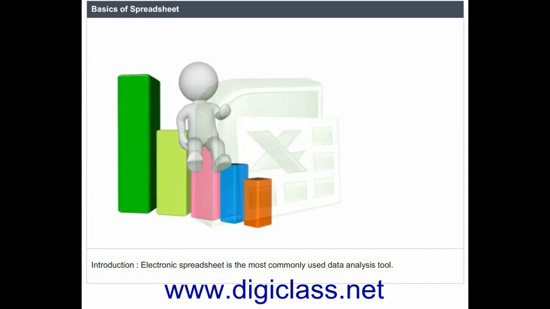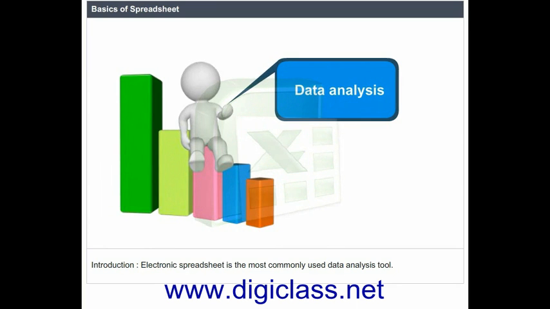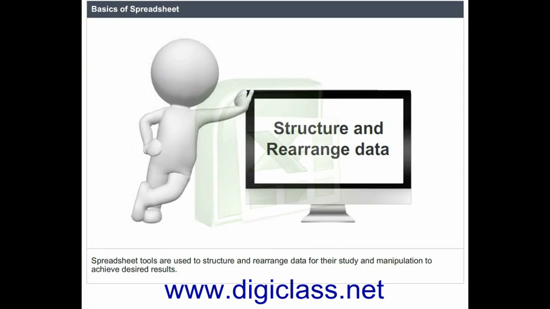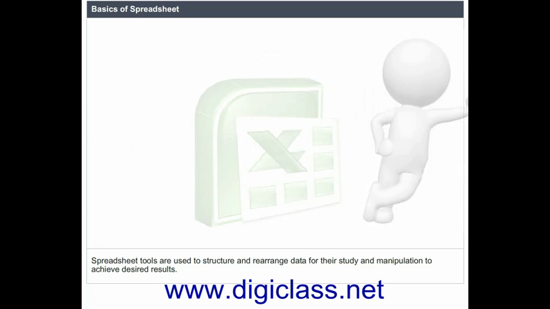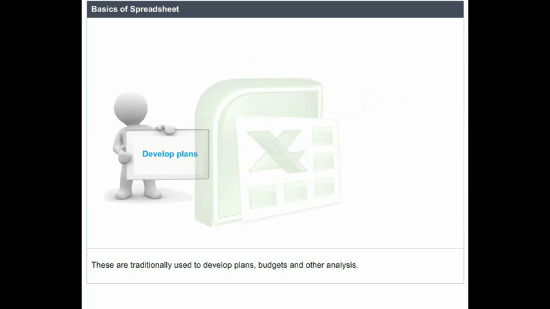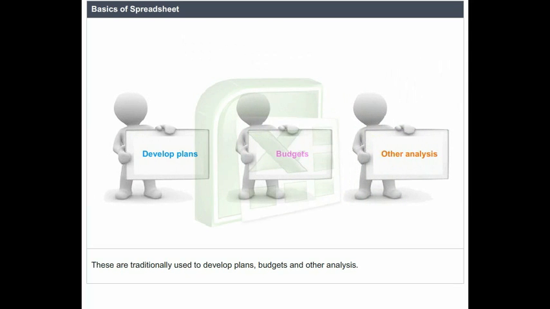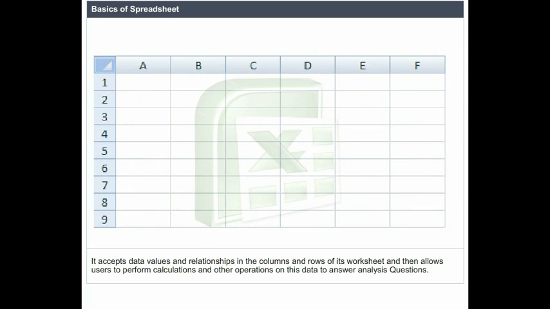Basics of Spreadsheet. Introduction. Electronic spreadsheet is the most commonly used data analysis tool. Spreadsheet tools are used to structure and rearrange data for their study and manipulation to achieve desired results. These are traditionally used to develop plans, budgets, and other analysis. It accepts data values and relationships in the columns and rows of its worksheet and then allows users to perform calculations and other operations on this data to answer analysis questions.